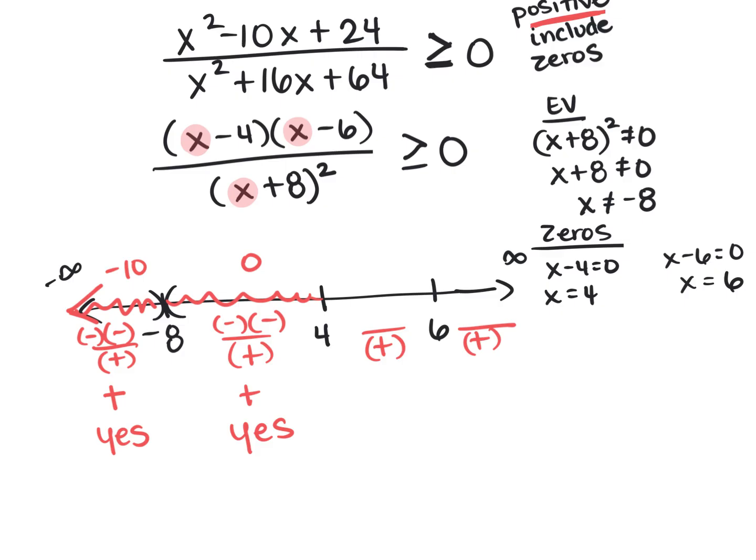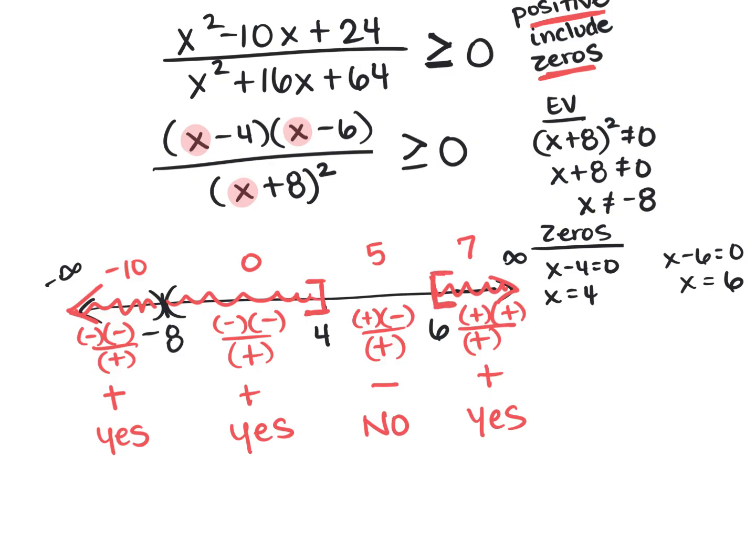Between 4 and 6, 5 is an obvious choice. 5 minus 4 is positive, but 5 minus 6 is negative. So this section ends up being negative, so this is a no. So I'm going to include the 4 because that is one of my zeros, and I do include that. And then to the right of 6, I have 7. 7 minus 4 is positive, and 7 minus 6 is also positive. So that whole section is positive, so this is a yes. So this section is also included, and I do include the 0 that is at 6.